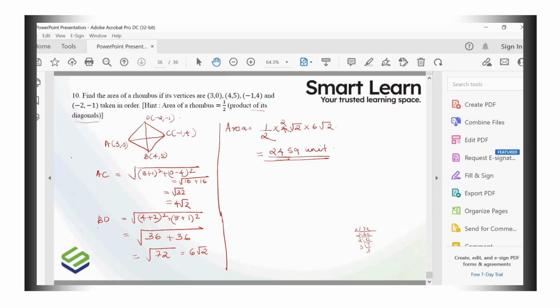Section formula is m1 x2 plus m2 x1 by m1 plus m2 comma m1 y2 plus m2 y1 by m1 plus m2. If it is the midpoint, then it is x1 plus x2 by 2 comma y1 plus y2 by 2. If the ratio you have to find, then it will be k x2 plus x1 by k plus 1 comma k y2 plus y1 by k plus 1.